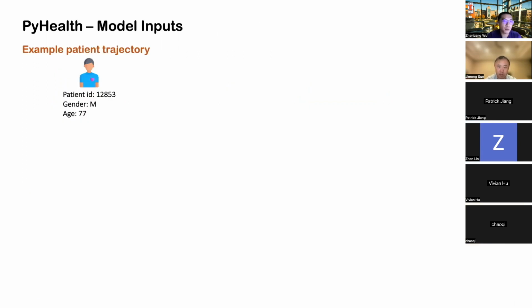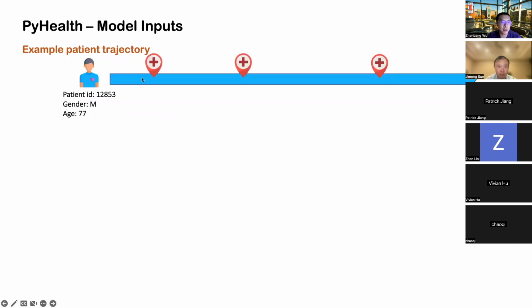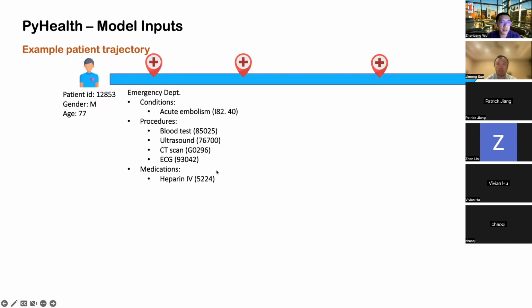So let's start with the model input. Let's take a single patient as an example. So let's take a look at this patient whose patient ID is 12853, and is a male patient whose age is 77. Let's assume this patient has 3 visits in a database. In the first visit, this patient is admitted to the emergency department with a condition of acute embolism, and he was treated with a few procedures, including blood test, ultrasound, CT, and ECG, and given a medication.